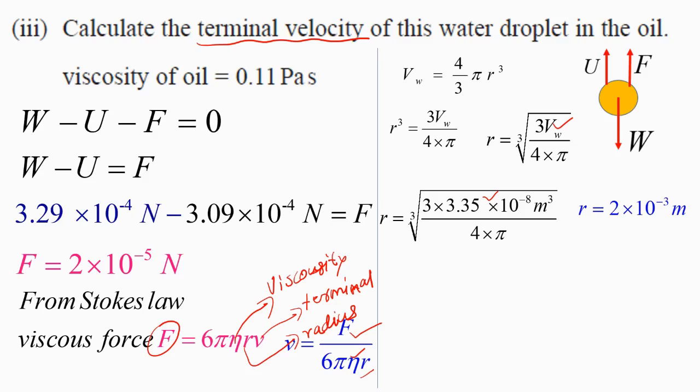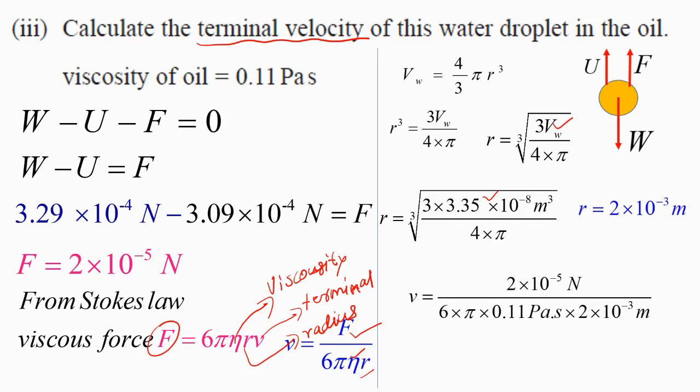So now all the values are known. Then we substitute the known values into this equation, v is equal to F divided by 6 pi eta r, and we will get the terminal velocity. The force is 2 into 10 to the power minus 5 Newton, the drag force which we already calculated by applying resultant force equal to 0, along with the given viscosity and the radius of the droplet. Finally we get the terminal velocity v is equal to 4.82 into 10 to the power minus 3 meter per second, right?